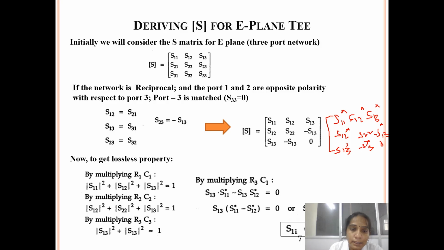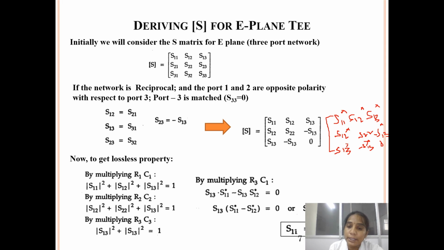And I'm multiplying according to unitary property. I'm taking a row and multiplying by the same column. So I am taking row 1 and multiplying by the column 1. That will be S11 S11 conjugate plus S12 S12 conjugate plus S13 S13 conjugate. That can be simplified as shown here. S11 the whole square plus S12 the whole square plus S13 the whole square, that is equal to 1. The same we are repeating for the row 2 and column 2, row 3 and column 3, and we are applying the unitary property here.